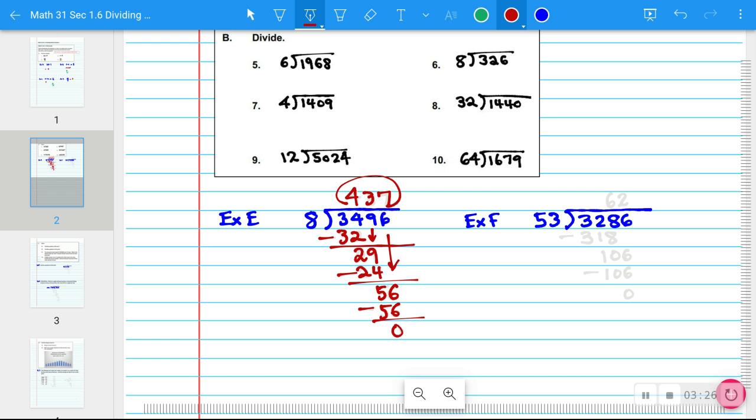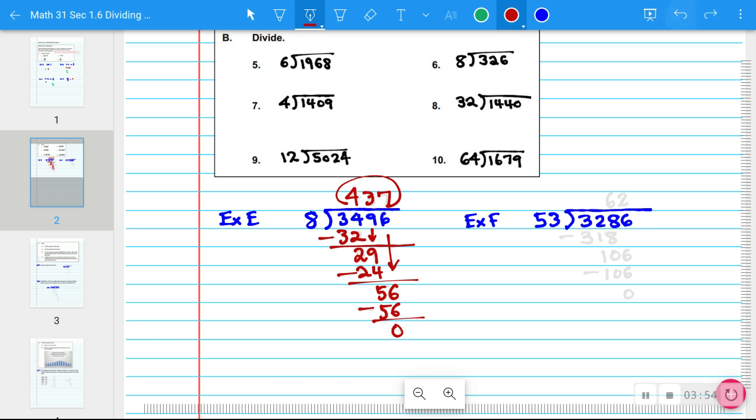Okay, it's a little more difficult on example F because our divisor out here on the outside is 2 digits. Now you want to kind of estimate that. When you're trying to figure out what to put up top, you think of that 53 as closer to 50 than 60. So you're going to round it, and because it's closer to 50, I'm just going to think of it as a 5. Okay, so how many 53s go into 32? Not enough. I have to go further over.